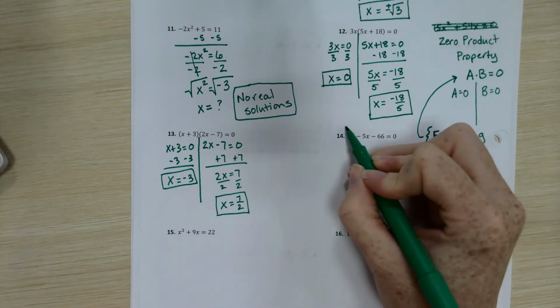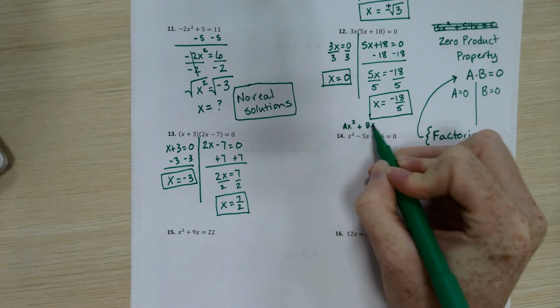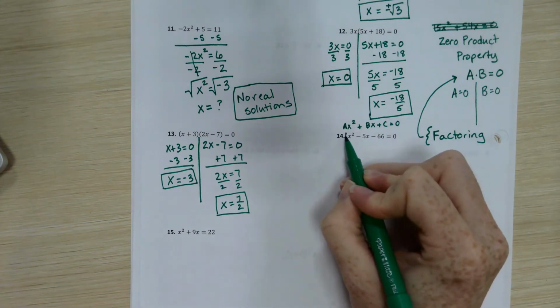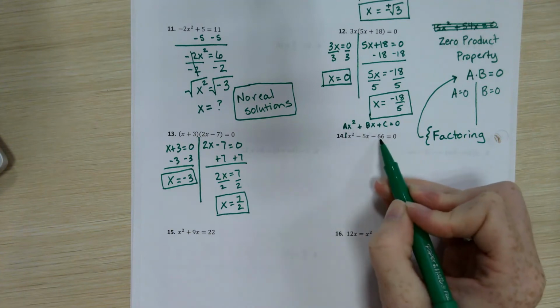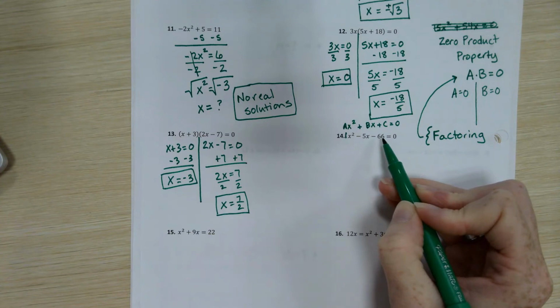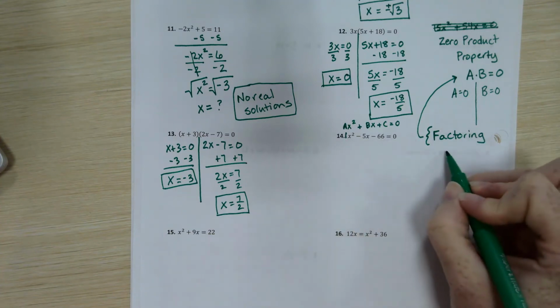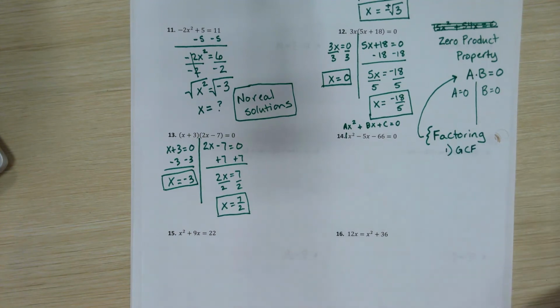So you might hear your teachers talk about what values a, b, and c have when you're talking about quadratics. For this particular equation, a is equal to 1, b is equal to -5, and c is equal to -66. And so what we need to do is look for whether those have anything in common first, called a greatest common factor, or GCF for short.